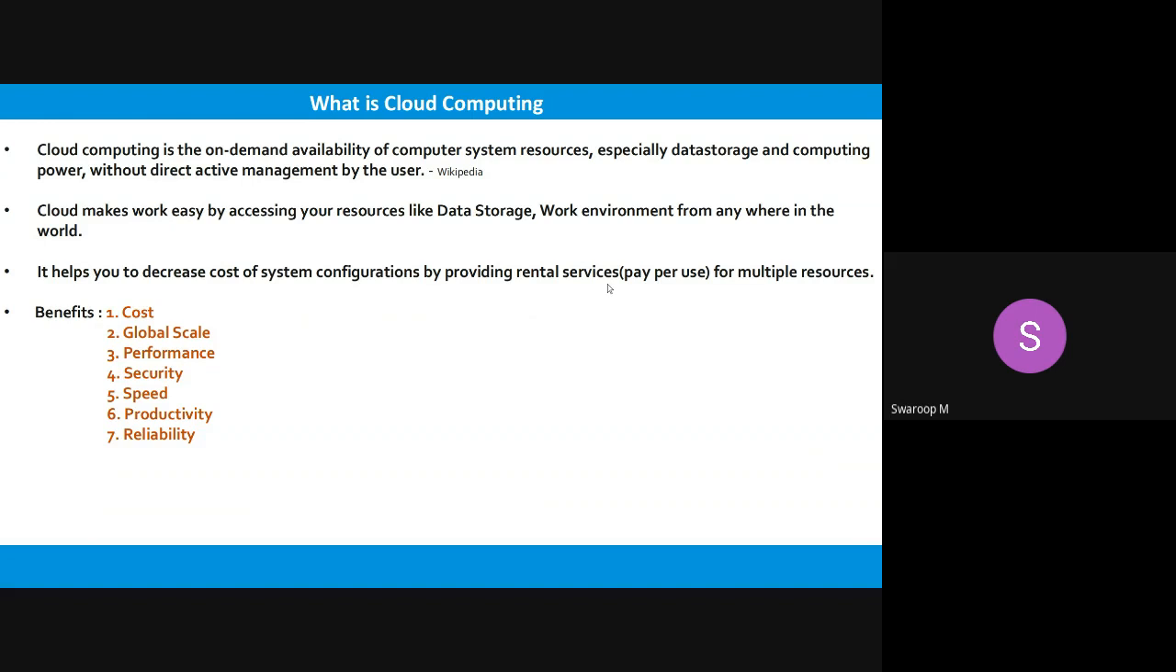That means pay per use for multiple resources. So benefits are like cost, global scale, performance, security, speed, productivity, and reliability. Okay, so we can save the cost, and global scale, performance, security is provided, speed, productivity, and reliability. These come along with the cloud actually.